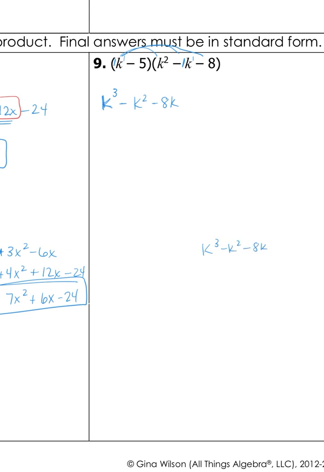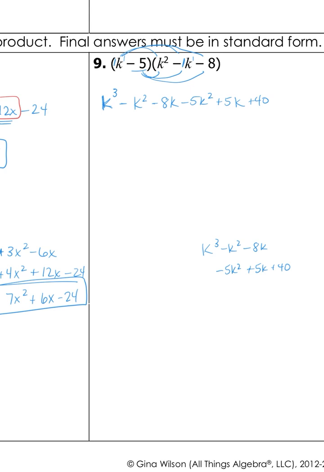And you pick whichever method you like better. I'm going to distribute that negative 5. Negative 5 times k squared is negative 5k squared. So I'm going to put that under here. Negative 5 times negative 1 is positive 5. And then I just have 1k. And then negative 5 times negative 8 is positive 40.